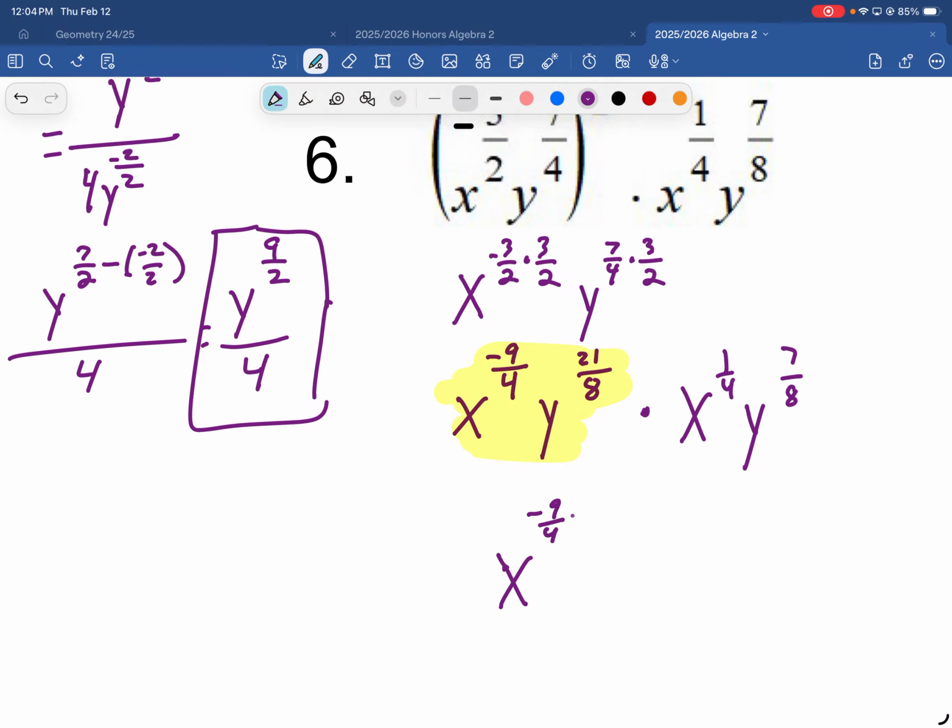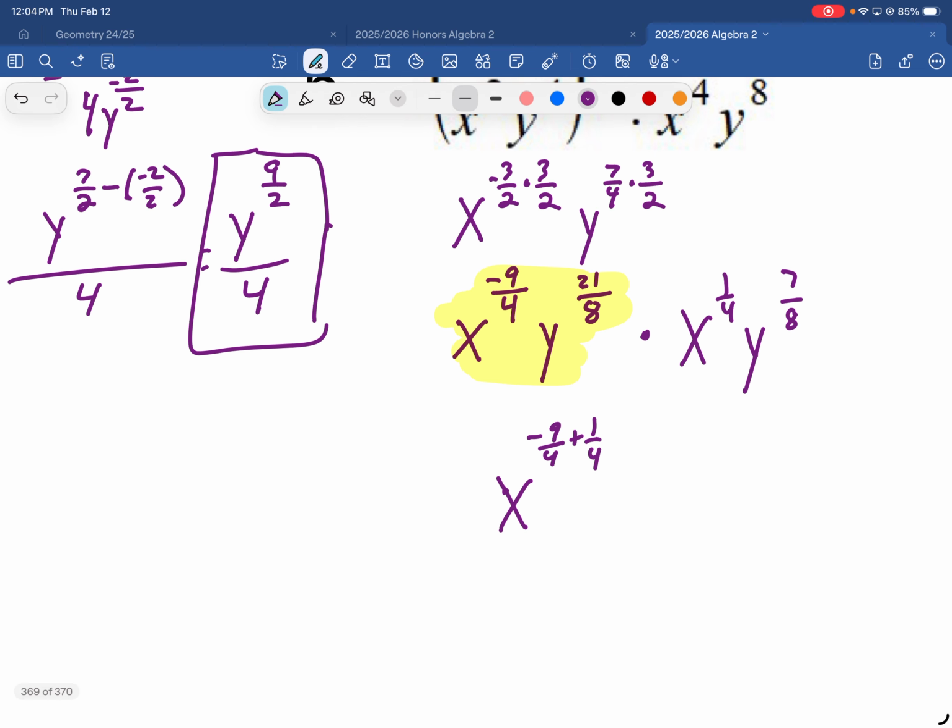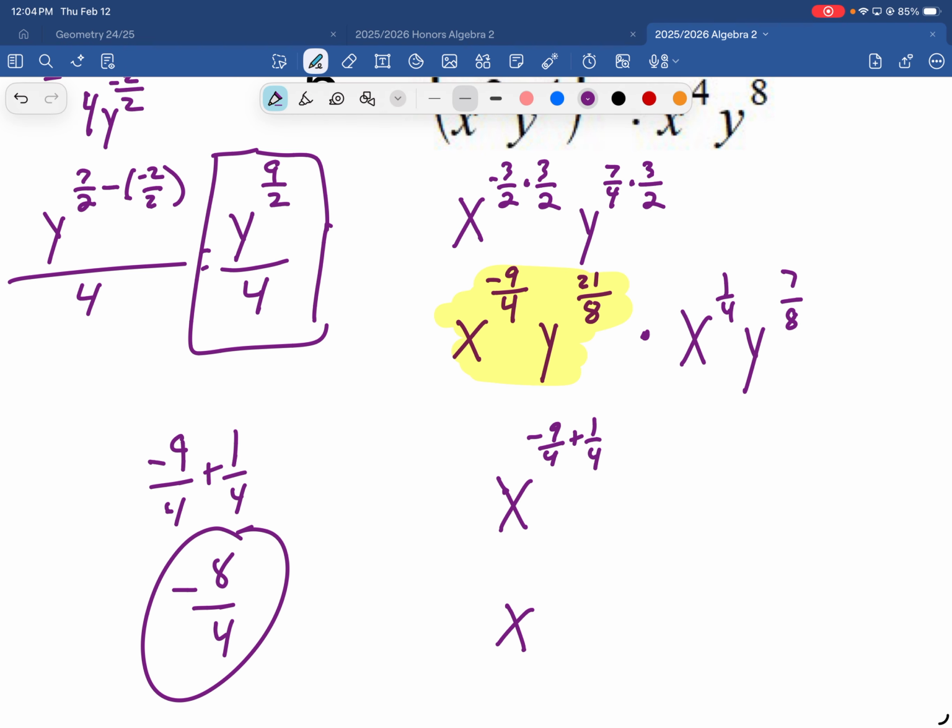Negative 9/4 plus 1/4. Let's just do it on the side. Negative 9/4 plus 1/4 is negative 8/4. Negative 9 plus 1 is negative 8. So that's negative 8/4, which becomes negative 2. Does everybody see how I did that? Negative 9 plus 1 I just did over on the side over here.